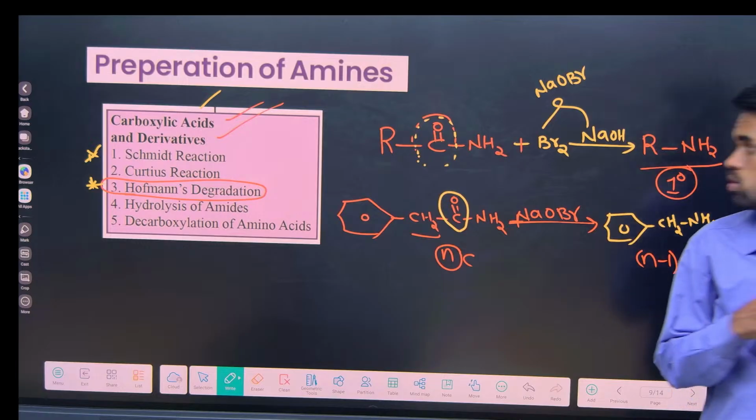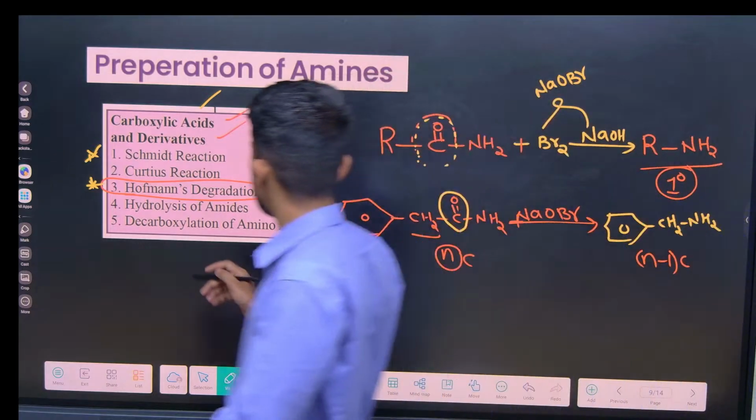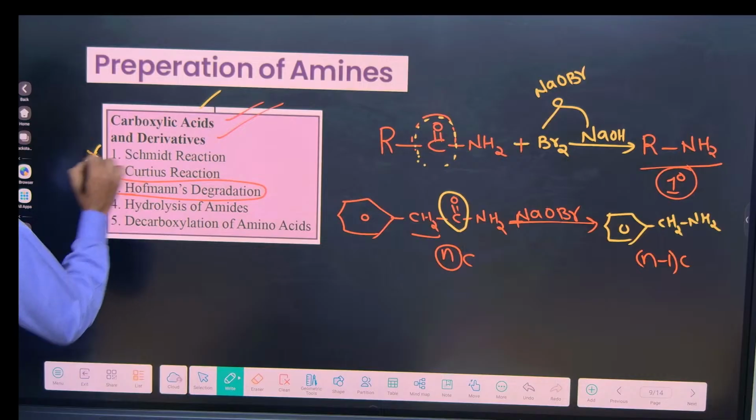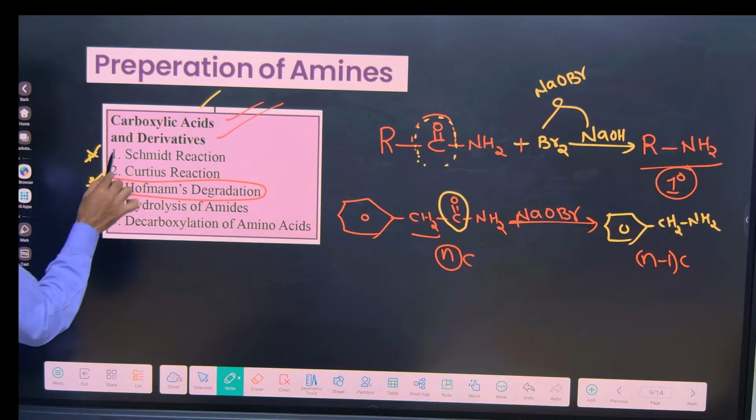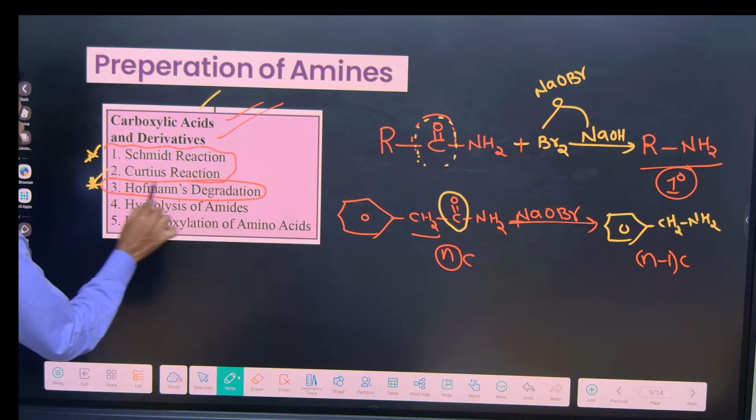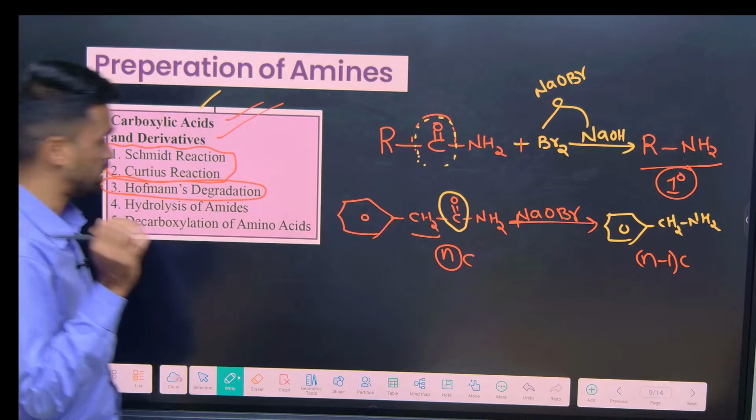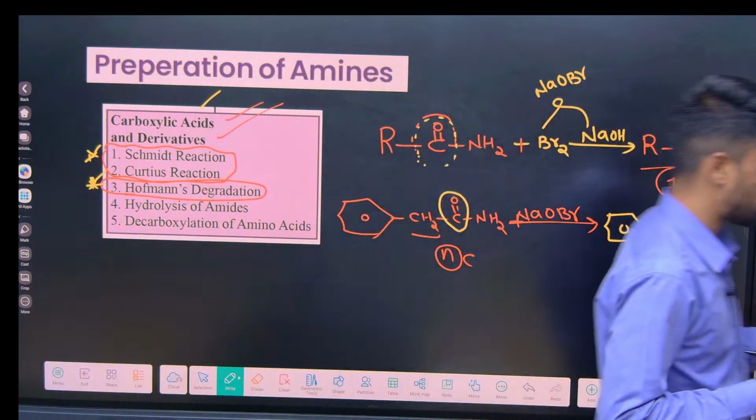Up to here we have discussed Hoffman's bromide degradation. The remaining two reactions are like brothers of Hoffman bromide degradation. I will tell you why I am saying brothers.